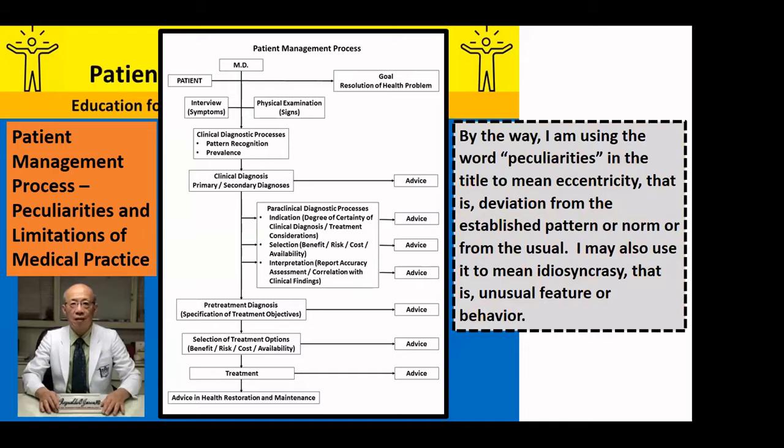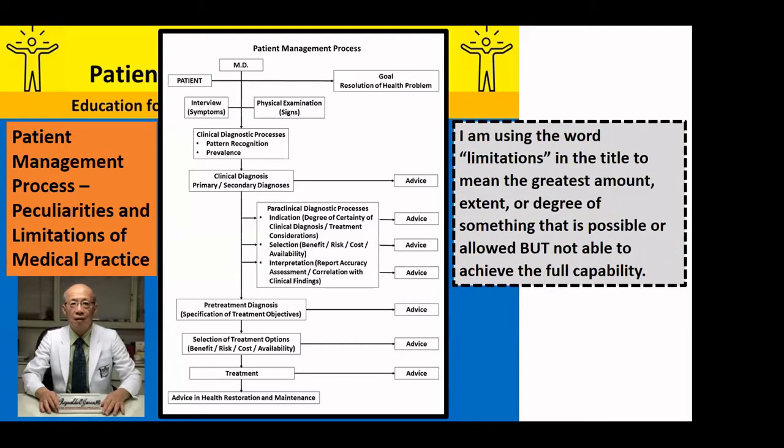By the way, when I am using the word peculiarities in the title, I use it to mean eccentricity. That is, deviation from the established pattern or norm or from the usual. I may also use it to mean idiosyncrasy. That is, unusual feature or behavior. I am using the word limitations in the title to mean the greatest amount, greatest extent, degree of something that is possible or allowed, but not able to achieve the full capability.